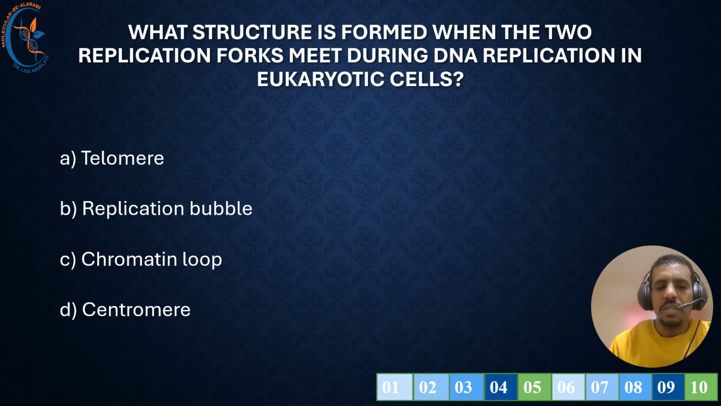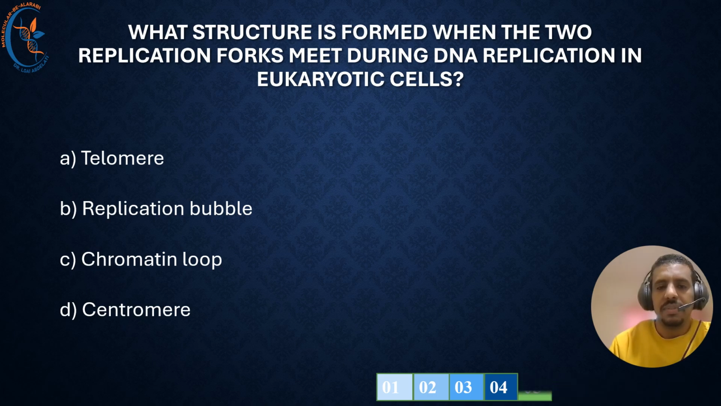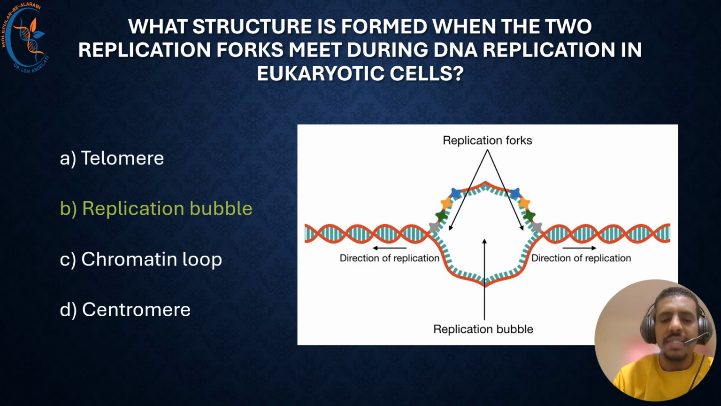The question is, what structure is formed when two replication forks meet during DNA replication in eukaryotic cells? All right, let's move on. The correct answer is the replication bubble. All right, a replication bubble forms when the replication forks meet and the DNA is fully replicated between the two forks. All right, so let's move on.